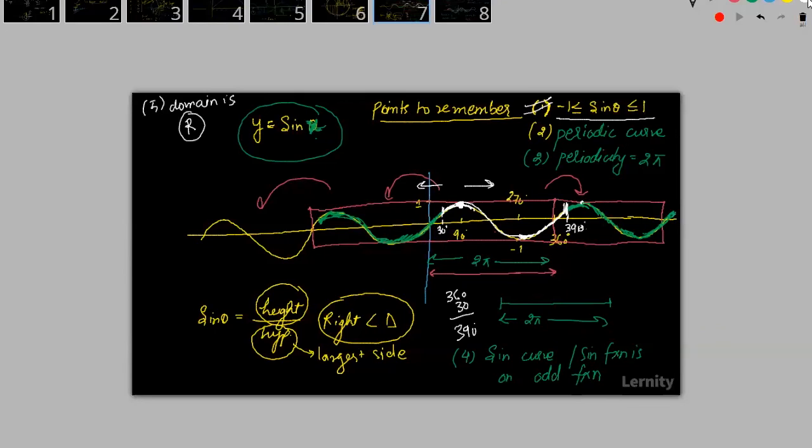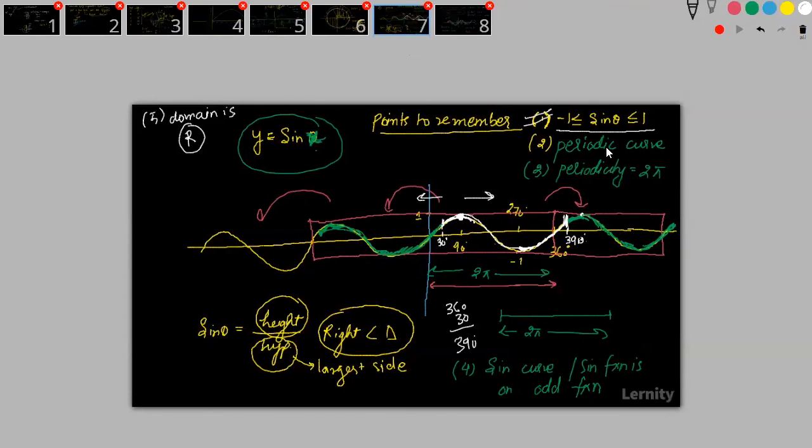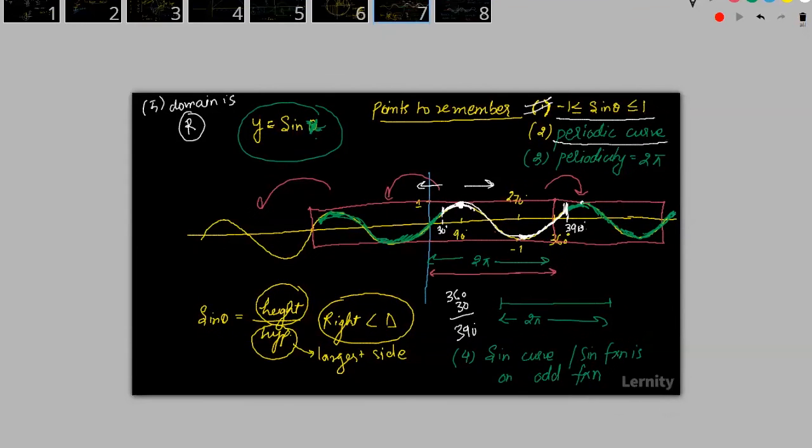Periodic curve. Periodic curve means it is continuously repeating itself. Periodicity means it is repeating itself. So see, from here till here, if I draw a curve, then if I move outside this, it will again repeat itself. If I draw it once again, it will again repeat itself. See, this thing, again copy paste, again copy paste. So it is repeating itself. That is why it is periodic in nature. Periodic in nature means which is repeating itself again and again. Okay, this thing everybody understood?